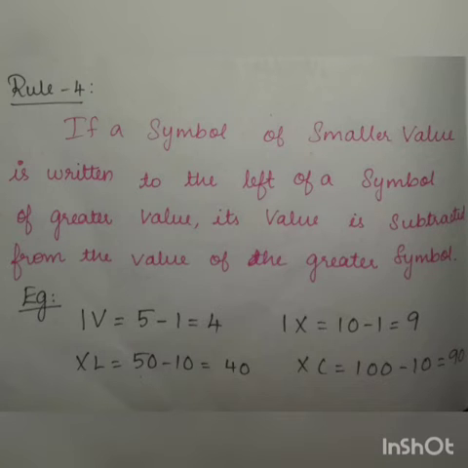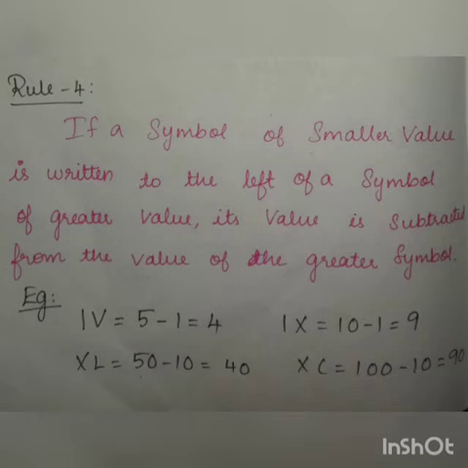Here is an example, IV. Here I is a smaller value, V is a greater value. On which side is the smaller value written? The left side. So I am going to subtract this smaller value from the greater value. What is the greater value? 5. 5 minus 1, so 4. So 4 is the Hindu-Arabic numeral for IV.